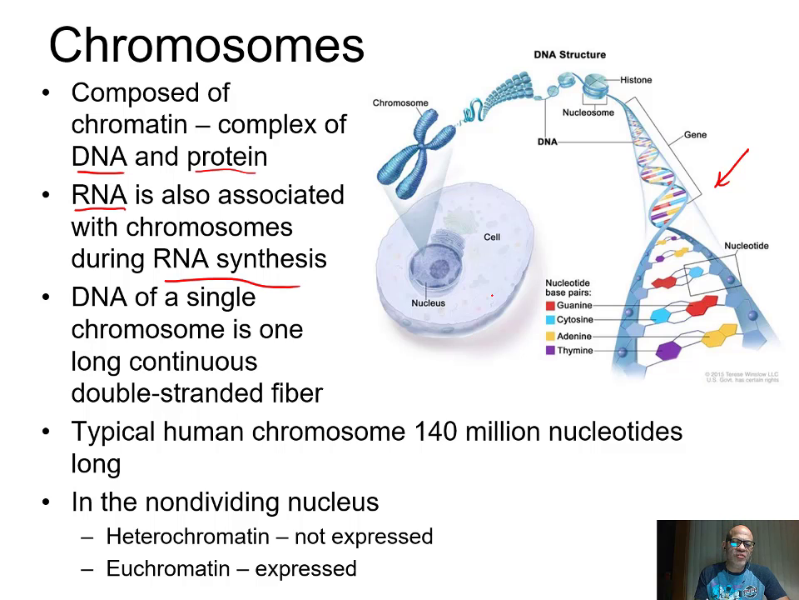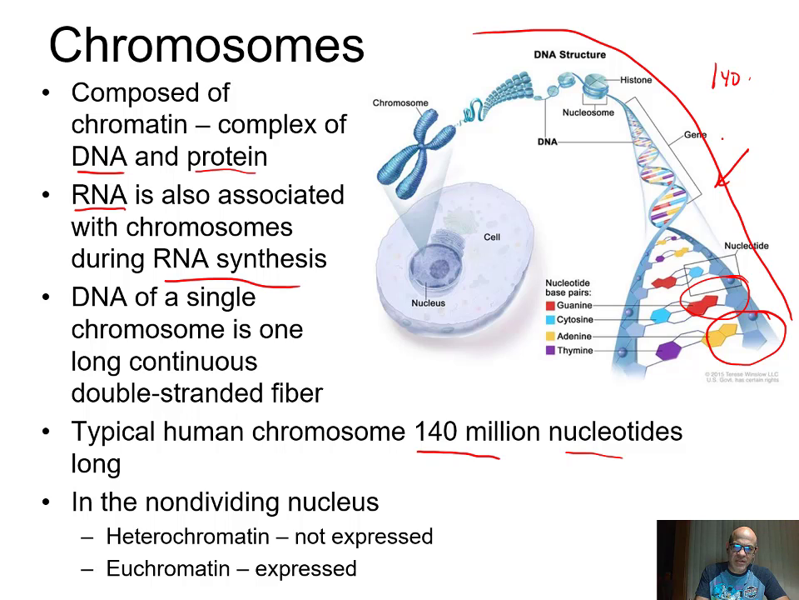And a typical human chromosome of the 46 is going to have 140 million nucleotides. So remember, each one of these is a nucleotide. Nucleotides make your nucleic acid. So imagine all along that strand, 140 million of those, 140 million of these bases. Okay? And so in the nucleus of a cell, you're going to have it organized into something called chromatin. And so chromatin is an arrangement of both the DNA and the protein itself.